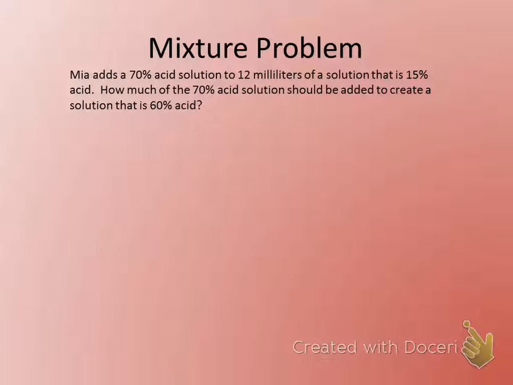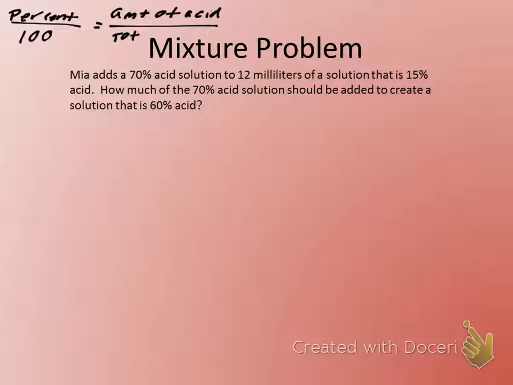So the setup for this one, we are going to eventually get it as a ratio. But the ratio we want to set up is kind of like this. We want the percent of your final amount over the 100% that it's going to be out of, which equals the amount of acid over the total amount of solution. Okay, because remember, that solution is not going to be full acid.